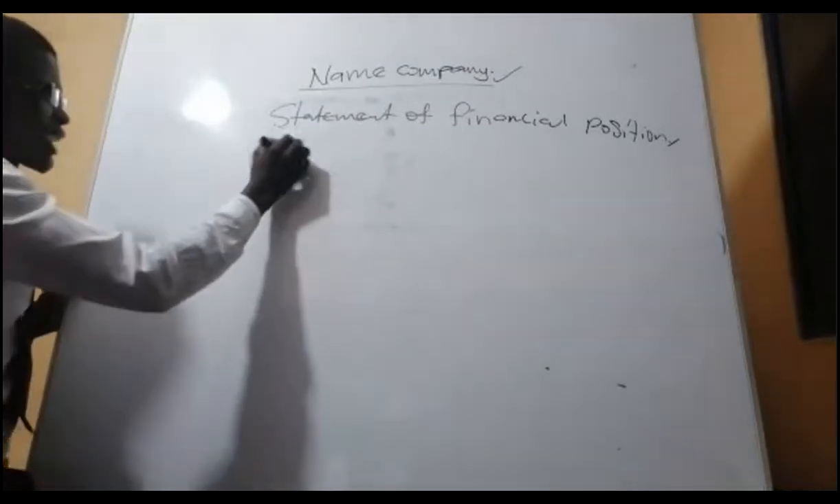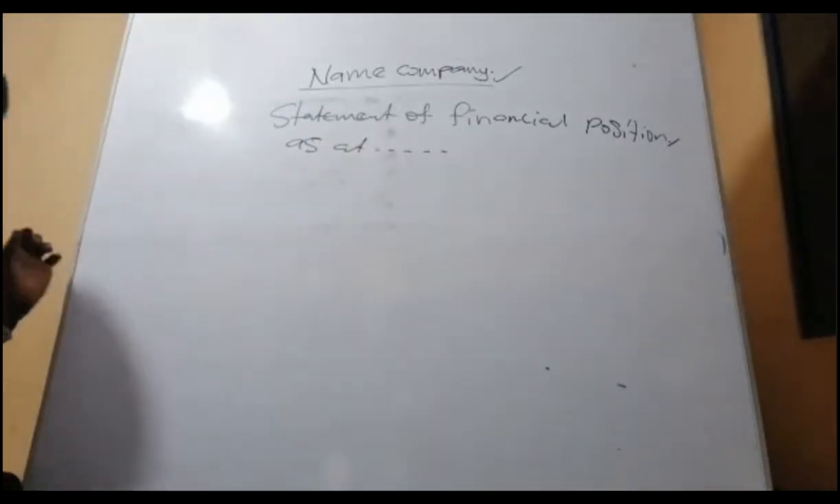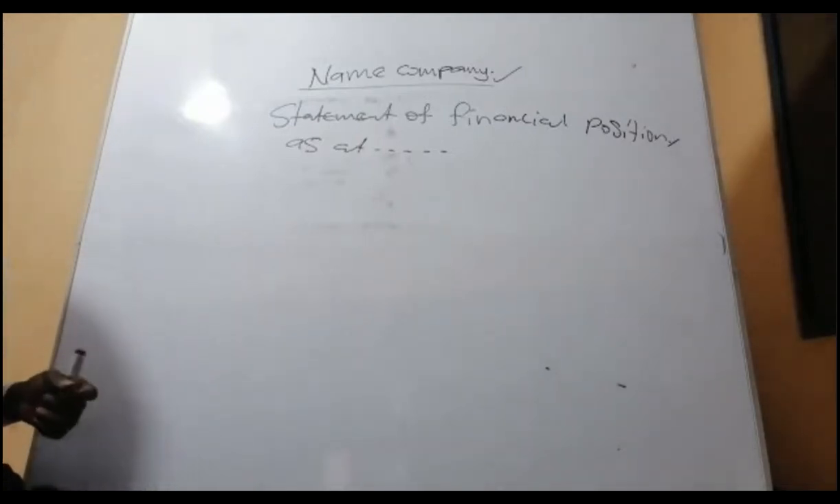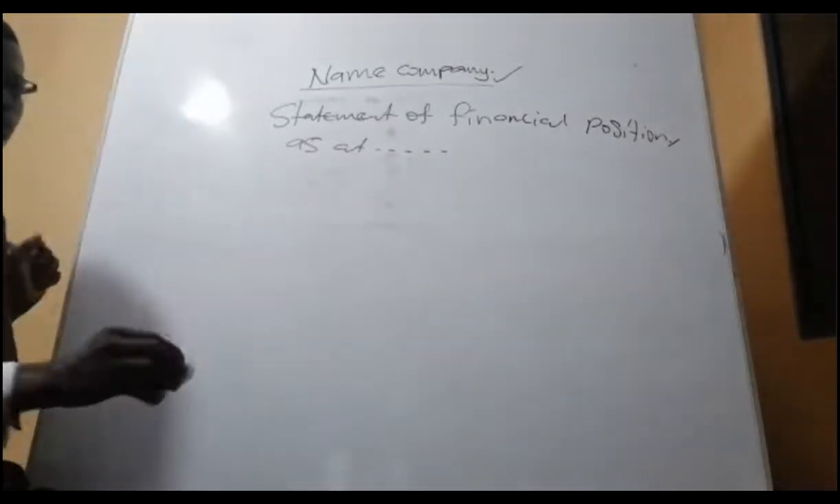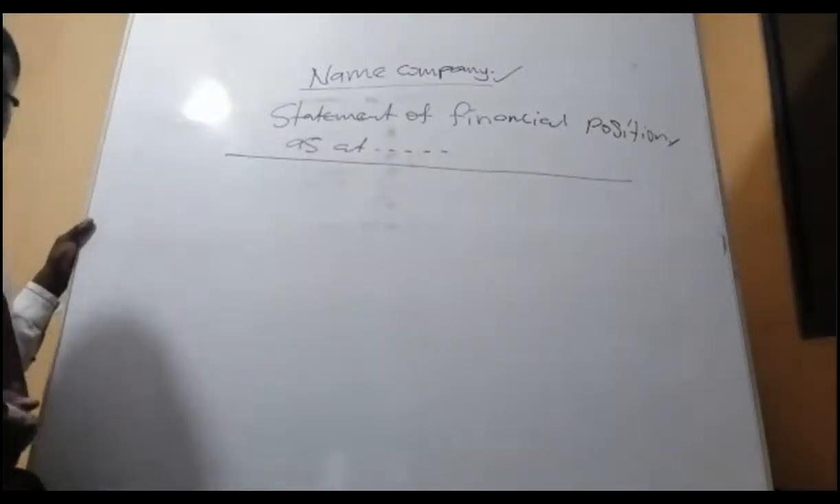Then, as at, you have the date, 31st December 2019. Good. Fine. So take it. And now once you underline it, don't forget your currency.